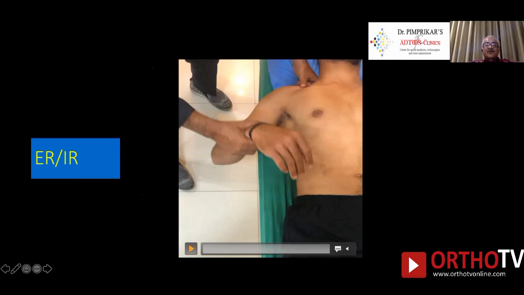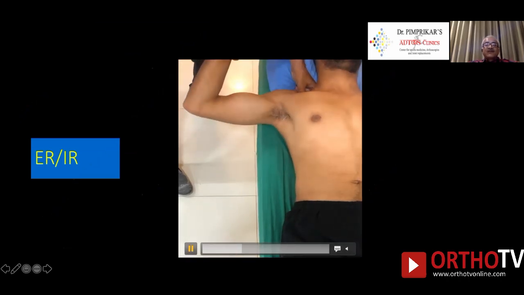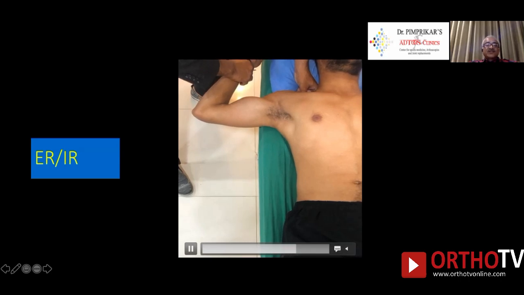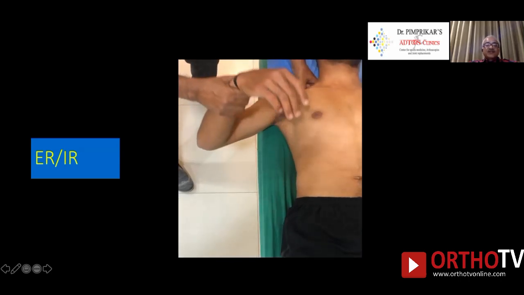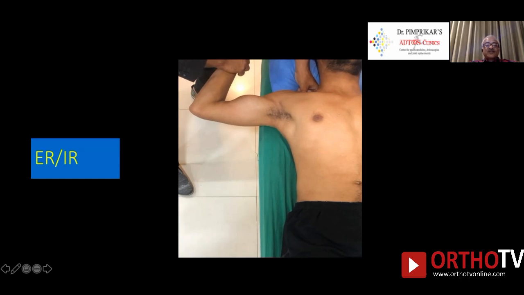You stabilize the coracoid process and then perform external rotation to achieve the true external rotation occurring at the glenohumeral joint.